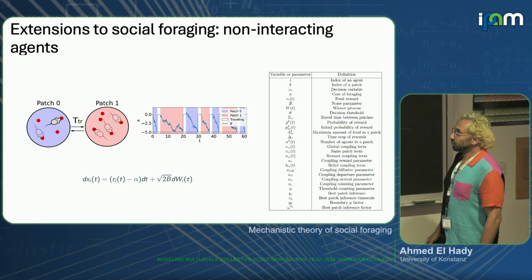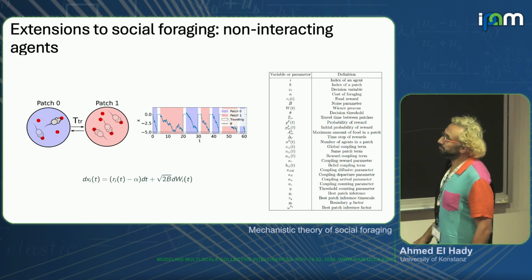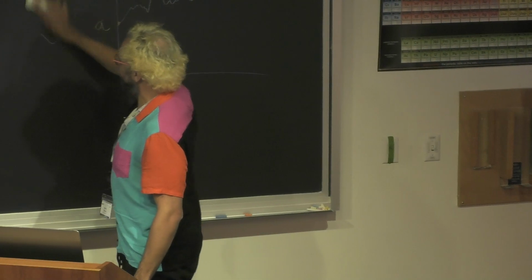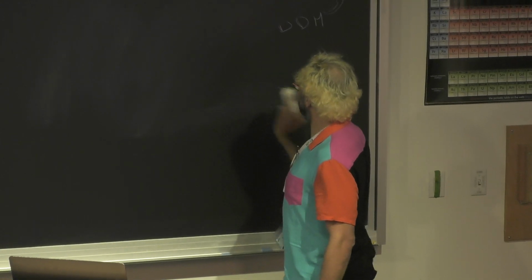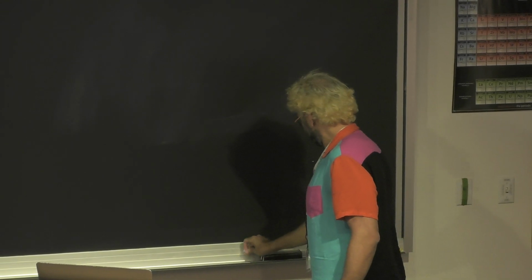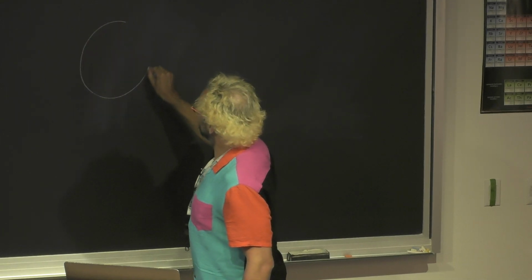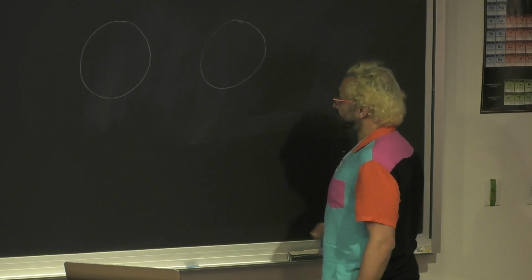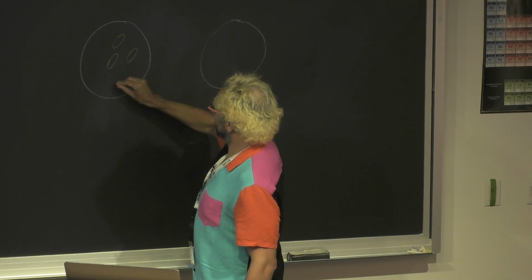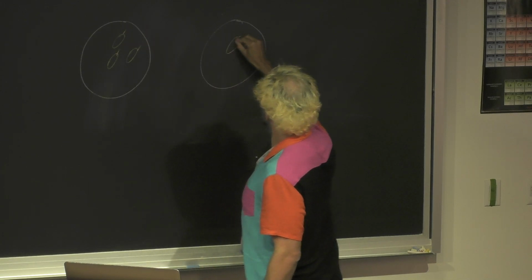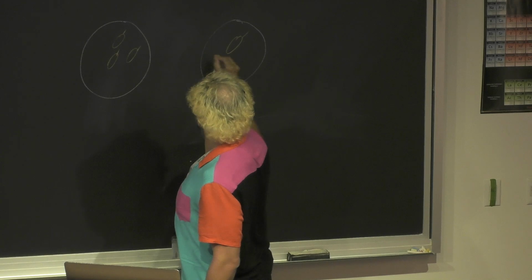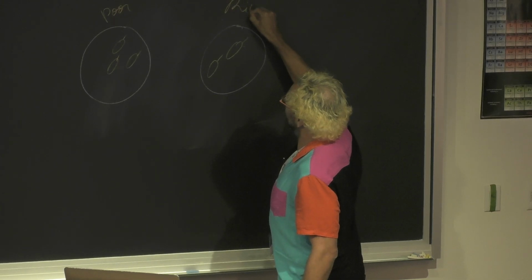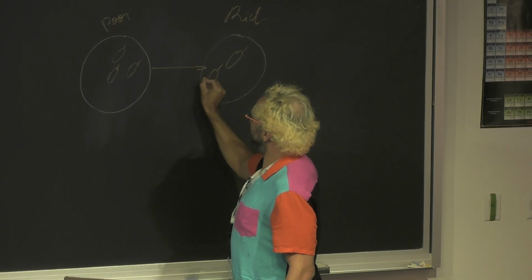Okay, so what happens if we extend this to social foraging? What we are doing is we said, okay, let's extend this framework to social foraging. If you have two patches, and then we have multiple animals, whatever you want. Let's say that this is a poor patch, and this is a rich patch, and then the animals will be moving between them.